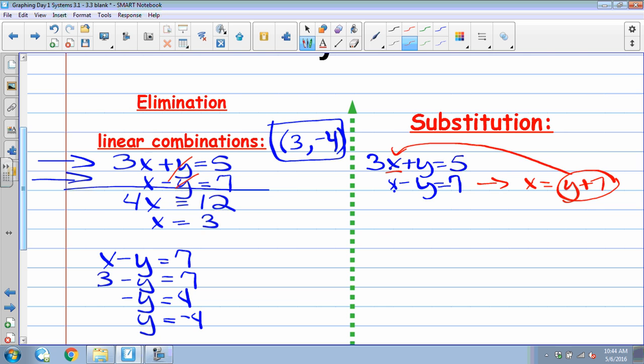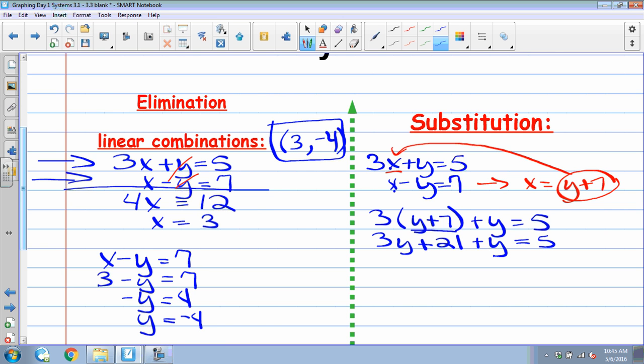That's substitution. This is the method that we're going to use when we have a linear equation and a nonlinear equation. It's the only method you can do. And so we have 3x plus y equals 5. So instead of x, we're going to put 3 times y plus 7, plus y equals 5. I substituted in y plus 7 for x. Okay? So then we have 3y plus 21 plus y equals 5.